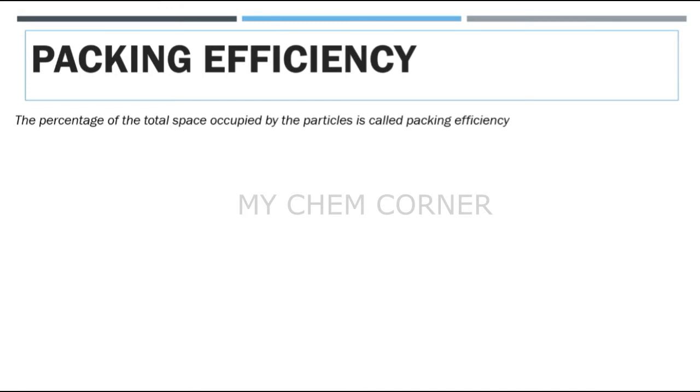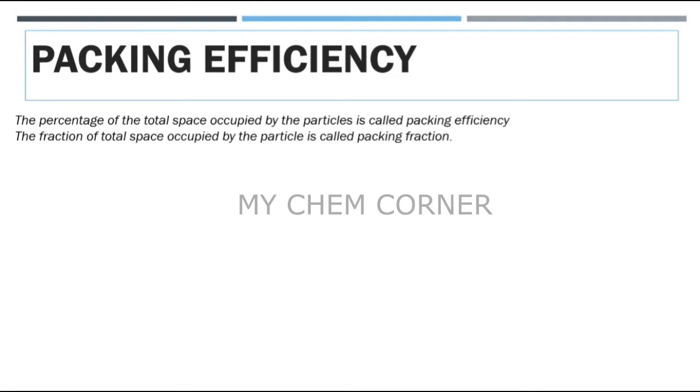Now packing efficiency, we're basically looking at the percentage of total space that is occupied by particles in a crystal, and that's called packing efficiency. We saw the same thing in closed pack structures when we looked at 1 dimension, 2 dimension and 3 dimension. We saw the efficiency of these particles being closely packed. Now we will look at the percentage in each type of unit cell. The fraction of total space occupied by the particles is called the packing fraction.